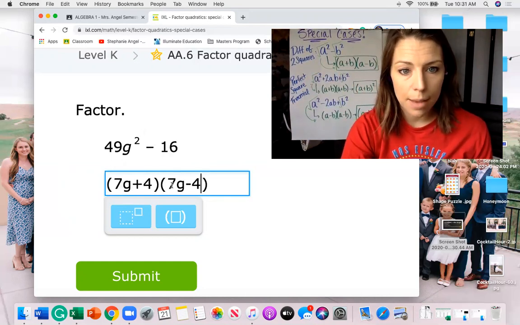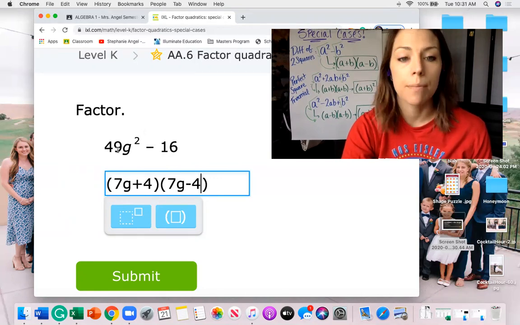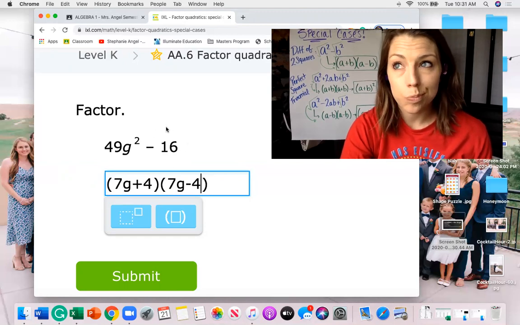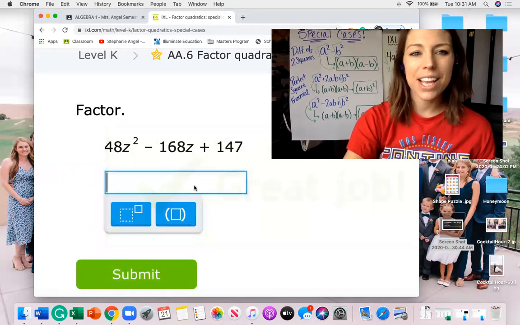Does 7g times 7g equal 49g squared? 7 times 7 is 49. Yeah, okay. Does 4 times negative 4 equal negative 16? Yeah, let's see. Yay, it told us great job.